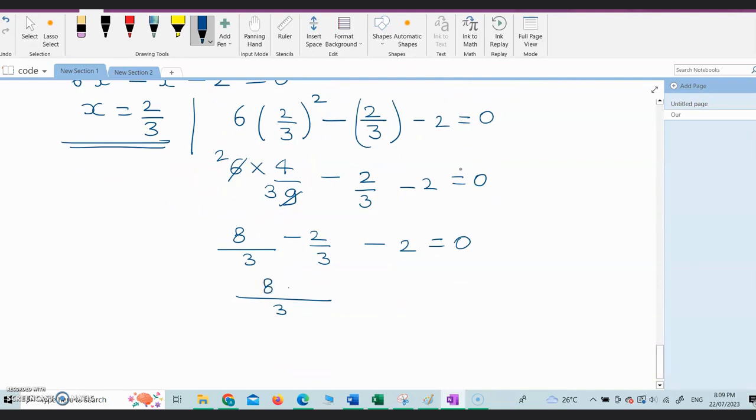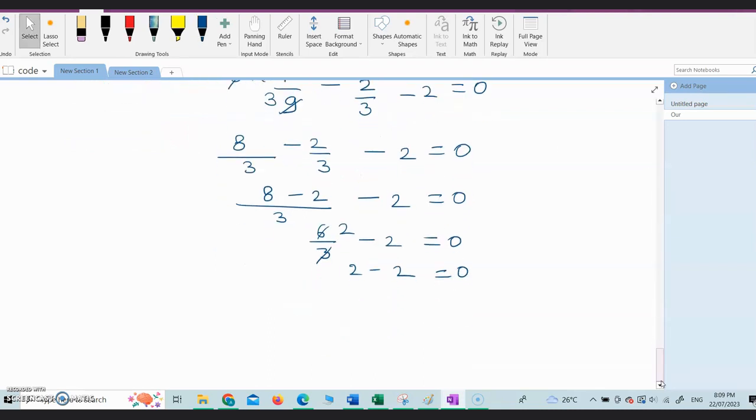So basically it will be 8 minus 2 equals 0. 8 minus 2 is 6, so 6 by 3 minus 2 equals 0. 3 2s are 6, so 2 minus 2 is 0. Definitely left hand side is equal to right hand side. So that means 2 by 3 is also the root of the equation.